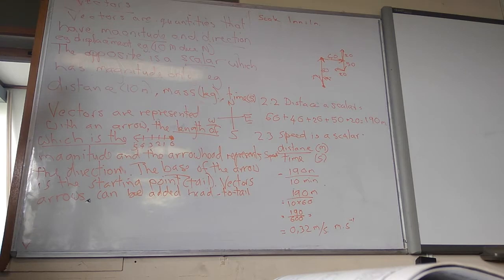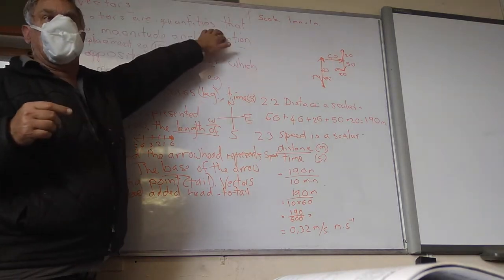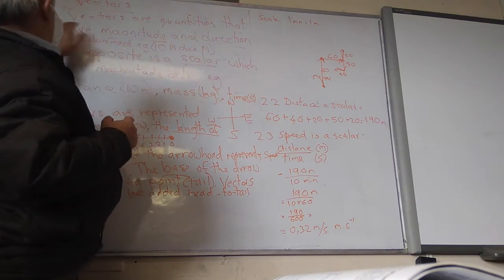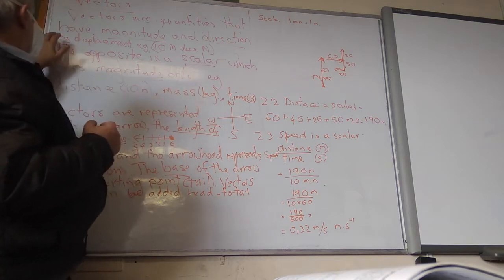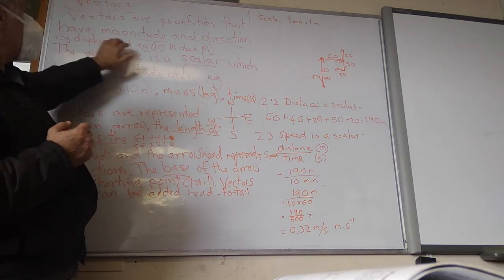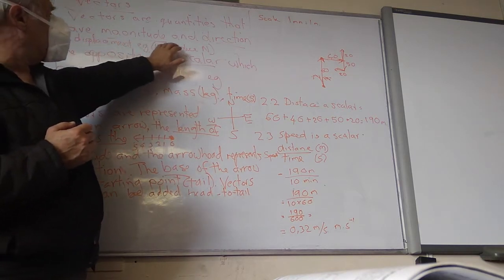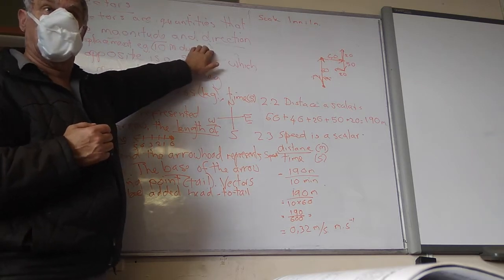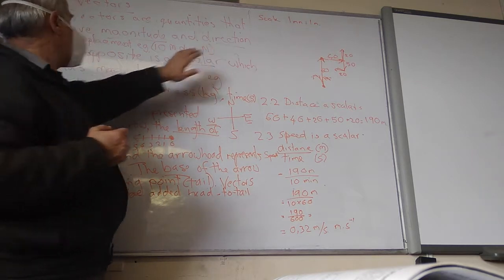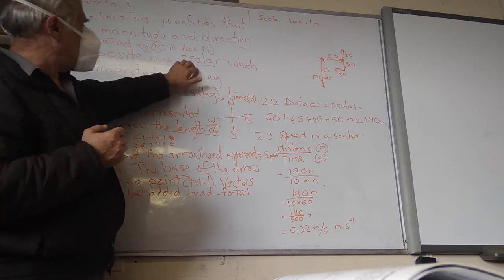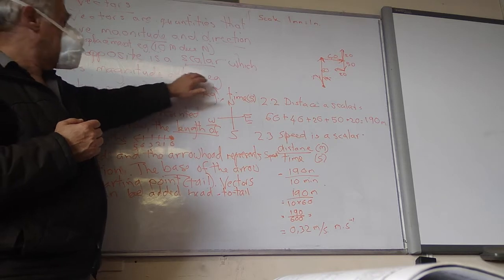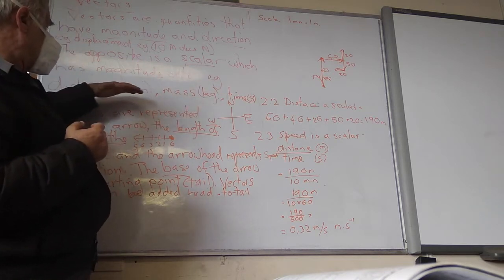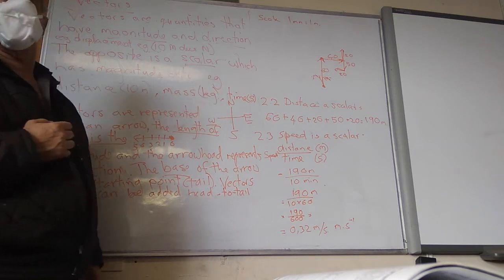This top one? Yes. Okay, I'll read it to you. Vectors are quantities that have magnitude and direction, e.g. displacement, an example would be 10 meters due north. The opposite is a scalar, which has magnitude only, e.g. distance, e.g. 10 meters.